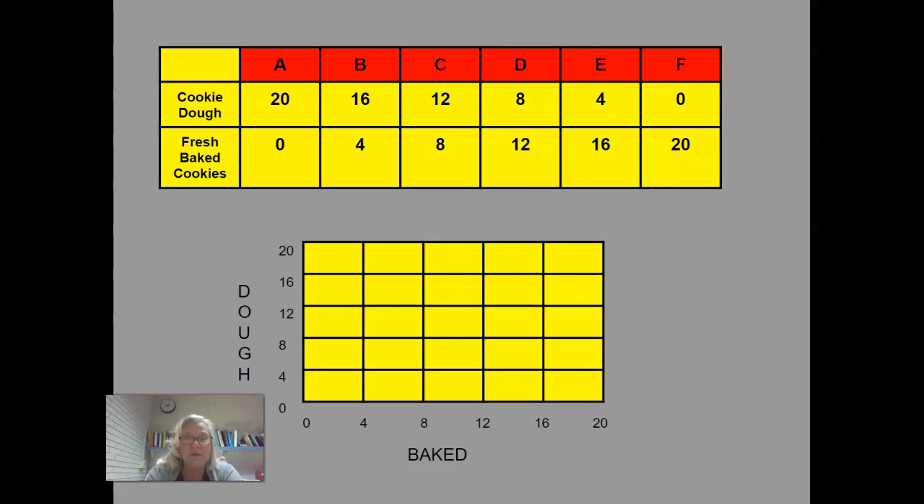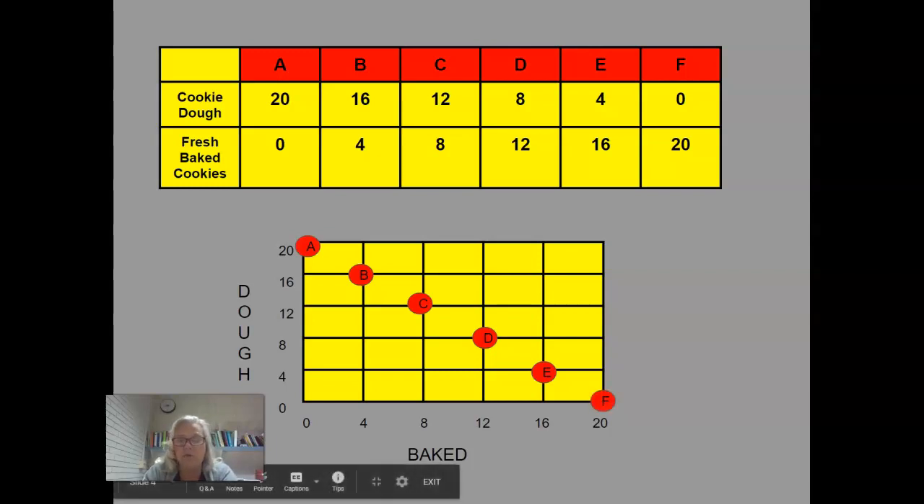So let's say we have the opportunity to make cookie dough or fresh baked cookies. We can start with 20 units of cookie dough and have 0 fresh baked cookies. Okay, that's point A. At point B, when we have 16 units of cookie dough, we have 4 cookies. This is a linear progression in this particular model. So as you can see, point C is 12 and 8, point D is 8 and 12, point E is 4 and 16, and when we have 0 units of cookie dough left, we have 20 fresh baked cookies.